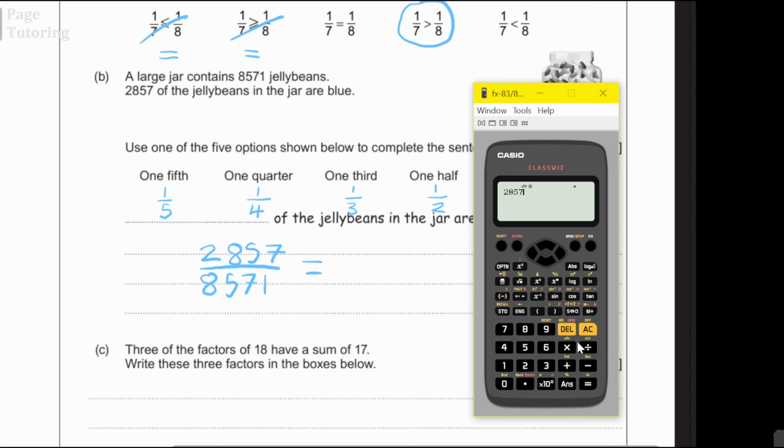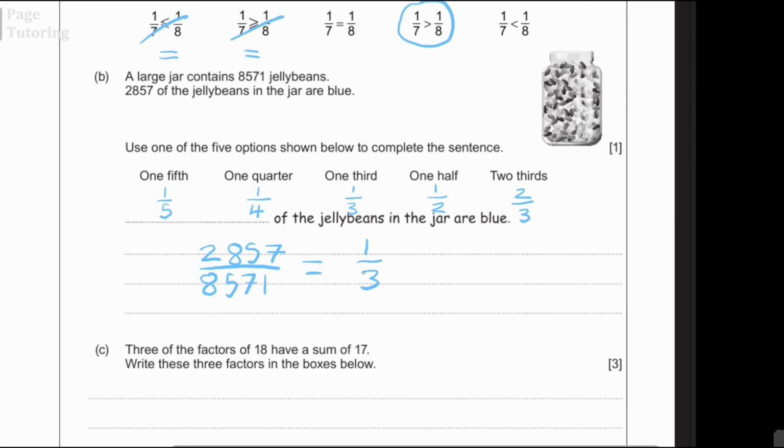It's 2,857. And you could write this as a fraction. Some of your calculators have options for fractions, but you should know that writing this over this is the same as writing the top number, the numerator, divided by the denominator. So 8,571. And if I click equals on my calculator now, the calculator itself will give you the simplest version of that fraction. It's giving you 1/3. You can see that that's the option there. It says complete the sentence. We've circled it just in case we've got a really mean examiner.